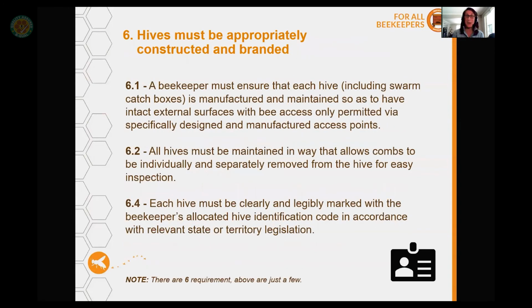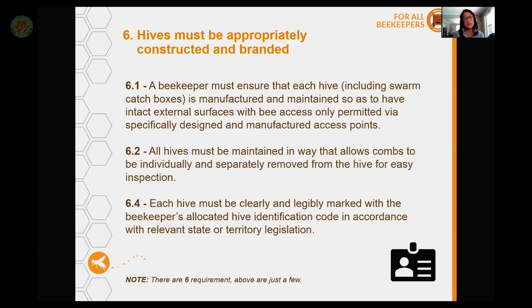Number 6, hives must be appropriately constructed and branded. Now, hives, and that includes swarm catch boxes, must be maintained in good condition to minimize the risk of disease spread. If bees can only enter and leave the hive through the entrance designed by the hive manufacturers, then that will assist bees to defend their hives from robber bees.